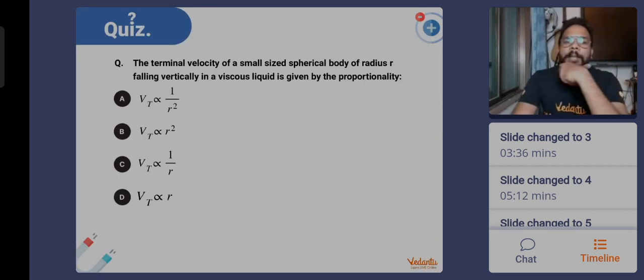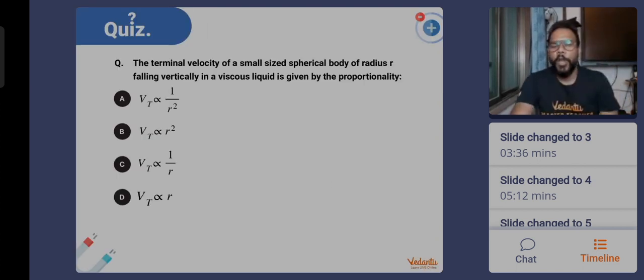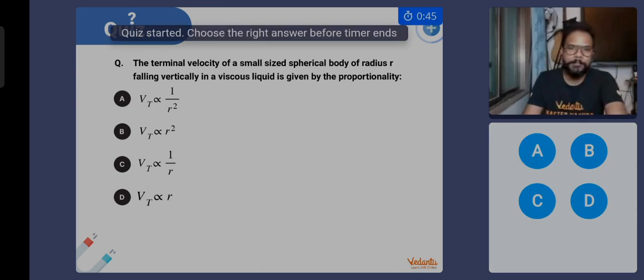Next one. The terminal velocity of a small-sized spherical body of radius r falling vertically in a viscous liquid is given by the proportionality. So how is terminal velocity dependent on the radius of that body? Giving you 45 seconds once again, and time starts in 3, 2, and 1.